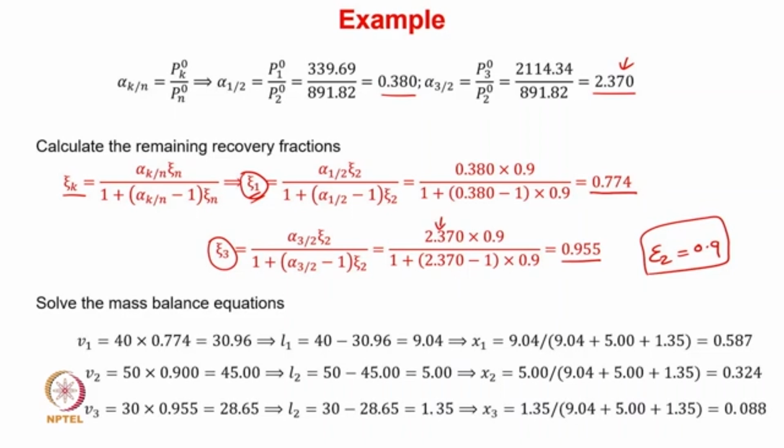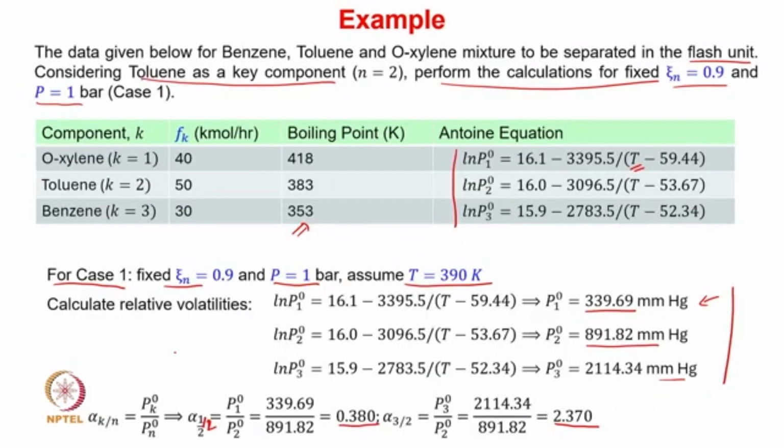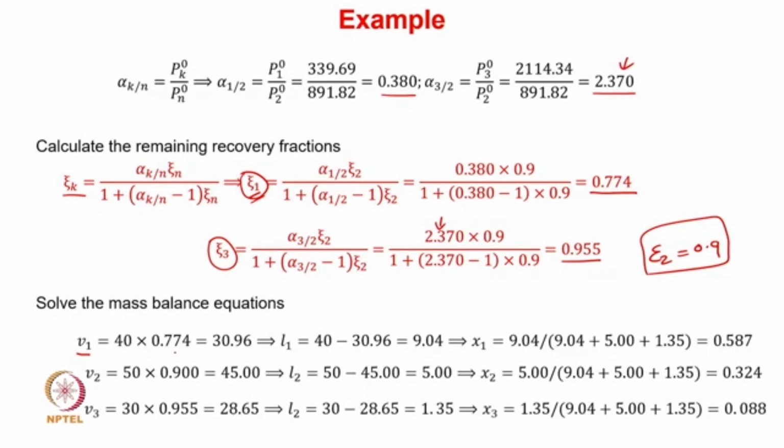With these three zeta values, we can now perform the mass balance. V1 is the molar flow rate of component 1 in the vapor, which is F1 times the split fraction. F1 is 40, as given in the table. So 40 times the corresponding split fraction 0.774 gives me 13.96. Now this is V1.